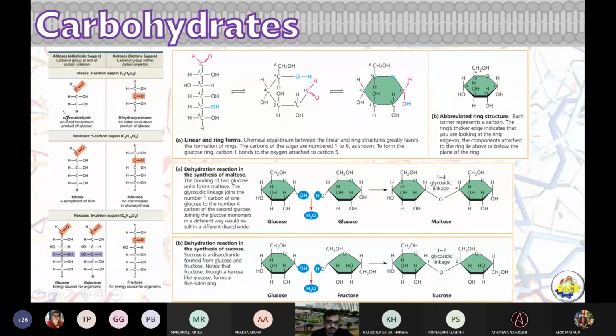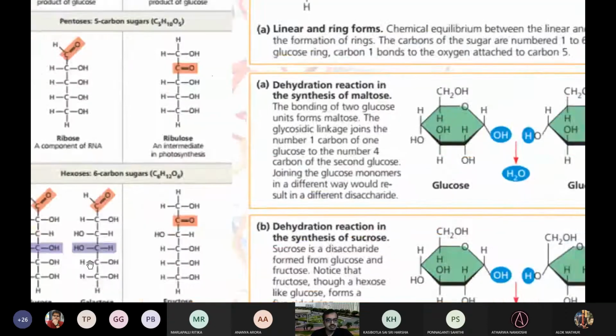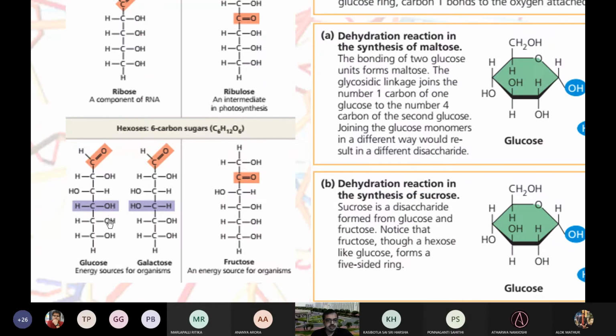That means they do not have double bonds anywhere in between. So you can have a 3 carbon atom carbohydrate, you can have a 5 carbon atom carbohydrate. There are 4 carbon atom carbohydrates also. 6, 7 carbon atom carbohydrates are also there. We were not discussing that. The most popular one you always know is glucose. Okay, this is glucose, 6 carbon atom.